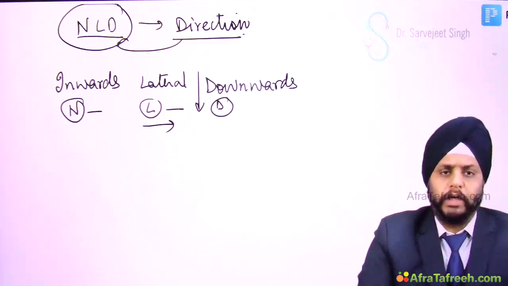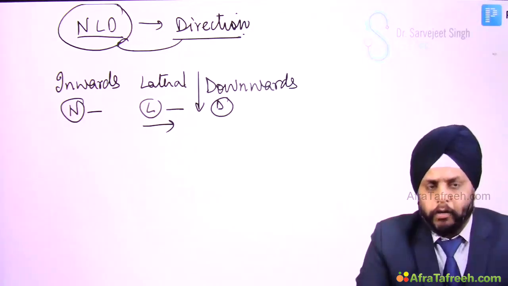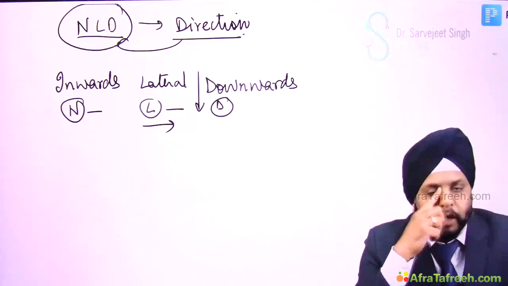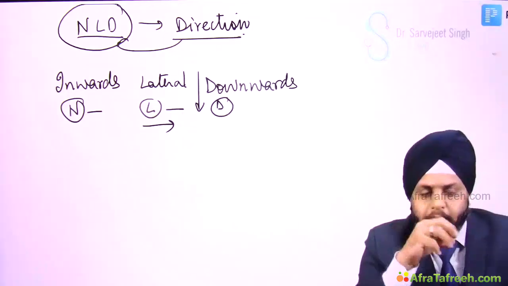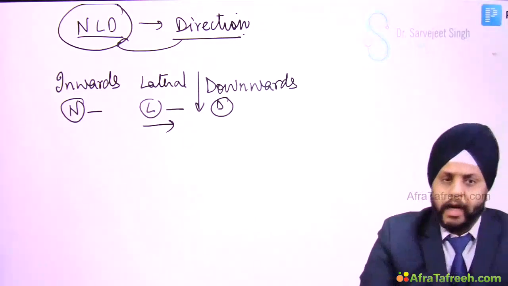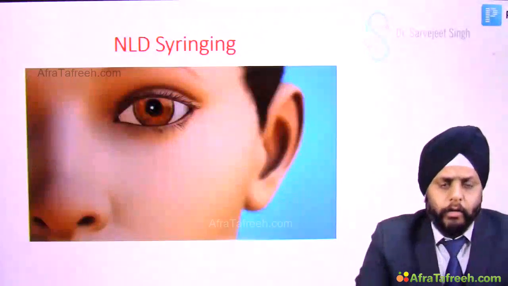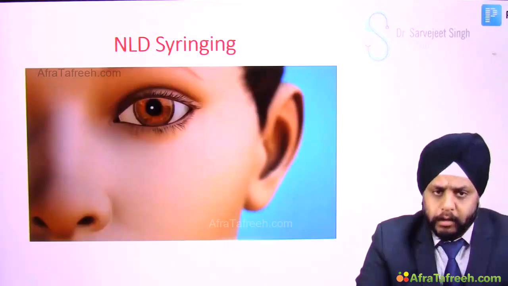We did not do surgery in all the cases. We try to open it up. There are different ways to open it up. Number one, you can do the massage, the lacrimal sac massage over here like this, and try to press and open the NLD. If that is not useful, you can do NLD syringing. Okay, so let's look at the nasolacrimal duct syringing.